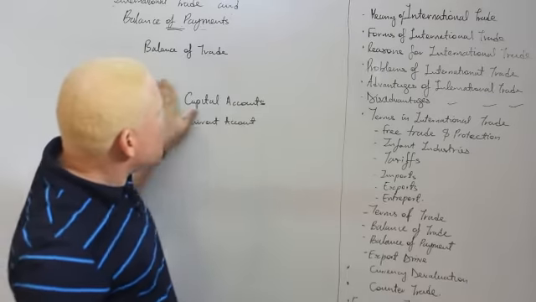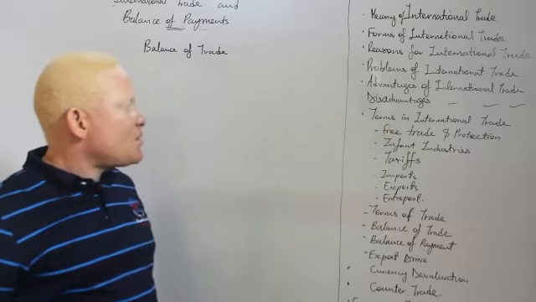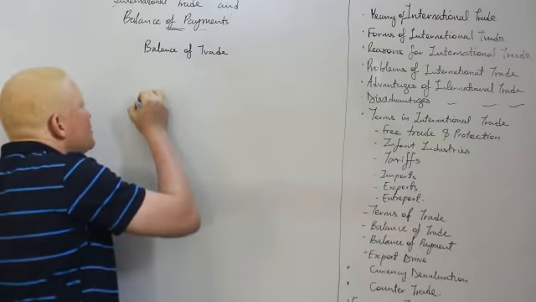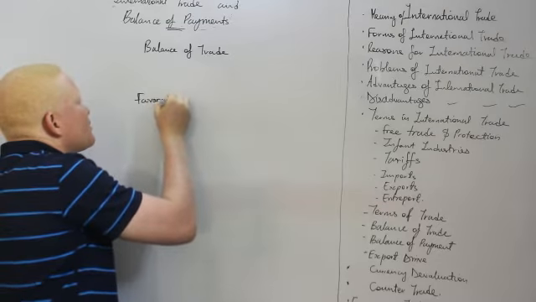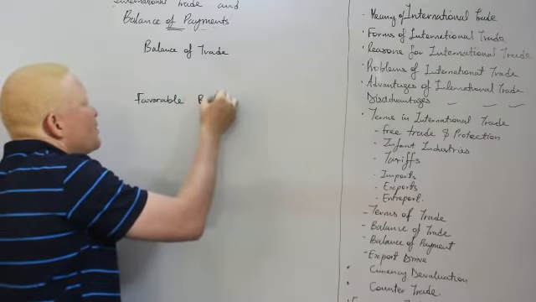But now, balance of trade or balance of payment could either be favorable. There is what? Favorable balance of payments.